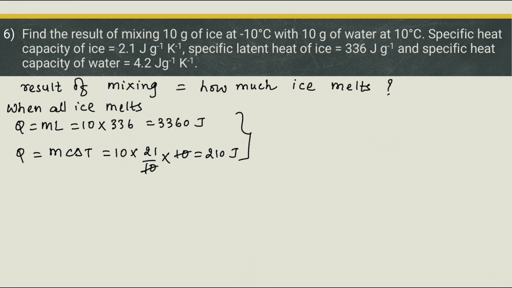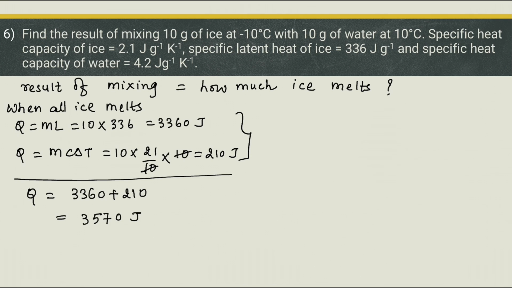So when I add these two, I get the answer. Total answer of this is 3360 plus 210. That is 0, 6 plus 1, 7, 3 plus 2, 5. 3570 joule is required. For what? For ice at minus 10 to ice at 0, and then ice at 0 to water at 0. So for this particular process, this much heat energy is required.